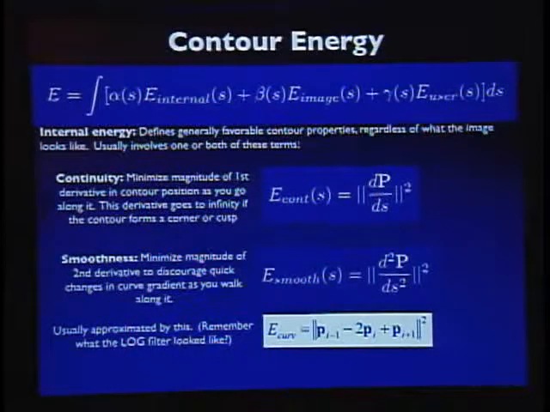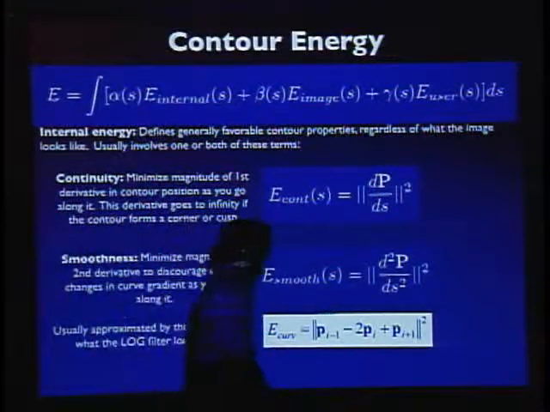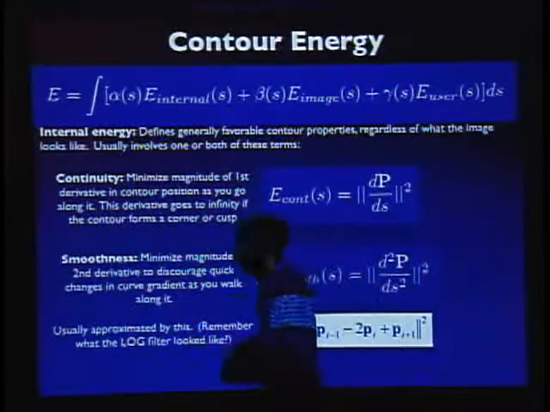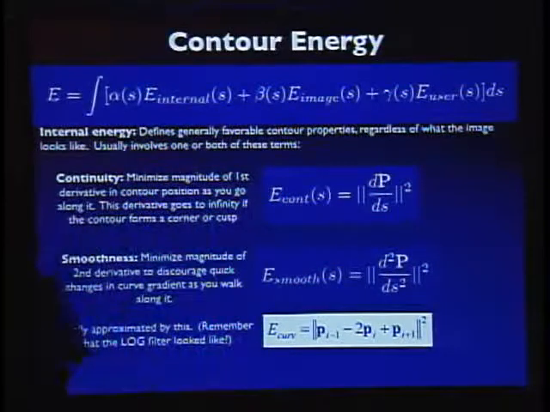E internal is what's called the internal energy. This says, regardless of what the image looks like, there are general shape properties that I think are favorable, that I want my contour to have, regardless of how the imaging data looks. The image could look like anything. For example, you can say, I want the boundary to have continuity. I don't want corners, and I don't want cusps.